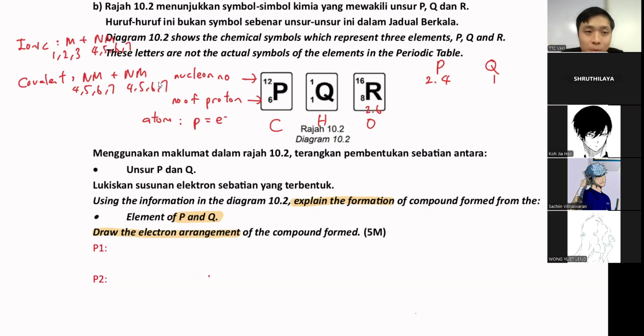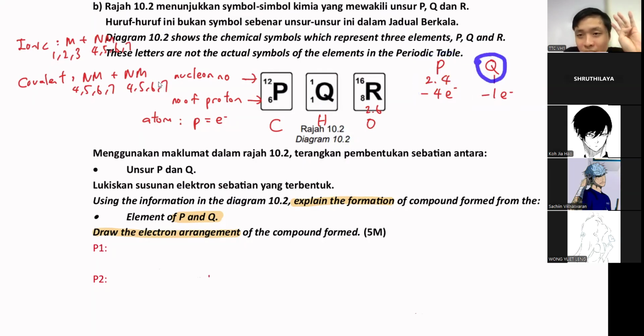So what happens? P will share how many electrons? 4. Because P will share 4 electrons with Q, and Q will also share back to P. Covalent means you share with me, I share with you. Q only has one shell, and one shell needs only 2 to become stable, so you only need 1 more. That's why Q only shares 1 electron with P.